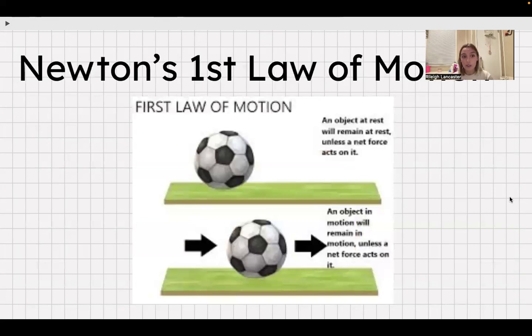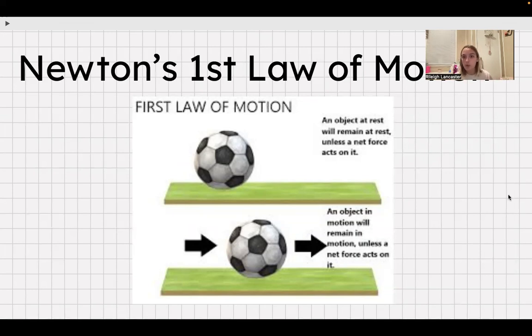All right, so now that you've done that, we're going to talk about Newton's first law of motion. I want you to put your pencils down. We are not writing anything down yet. I'm just going to read off what Newton's first law of motion is, and then we'll come back and talk about it. An object at rest will remain at rest unless a net force acts on it. An object in motion will remain in motion unless a net force acts on it. So what does this mean?